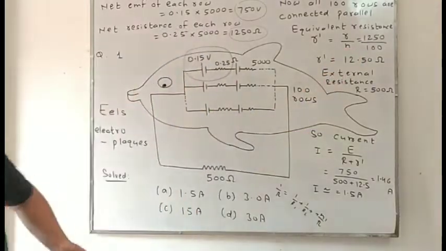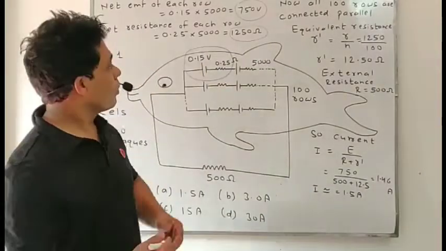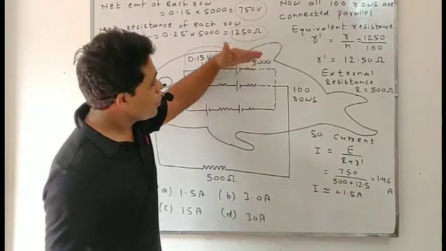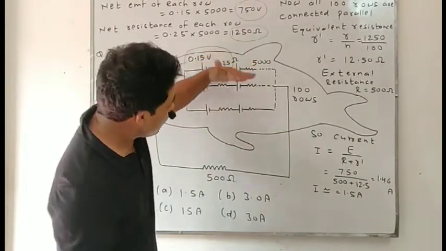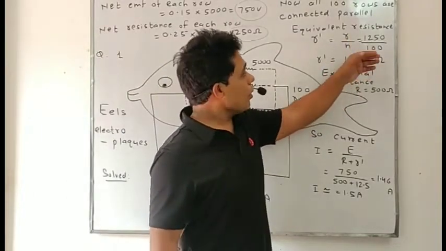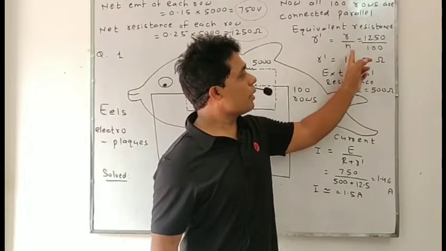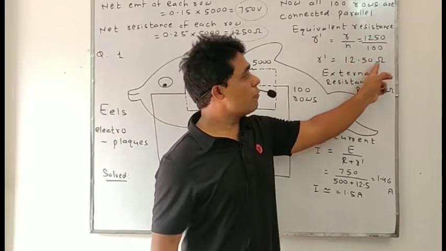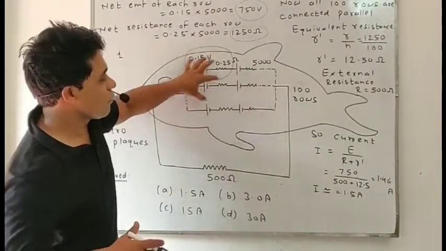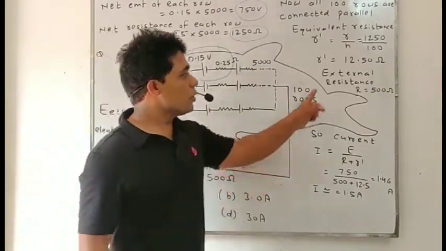Okay students, so now a single row has resistance 1250. So what will be the total resistance of 100 rows connected in parallel? R by N. One row has 1250 and the number of rows is 100. R by N, so we'll get 12.50 ohm. So 12.50 ohm is the total internal resistance of this circuit, and 500 is the external resistance.